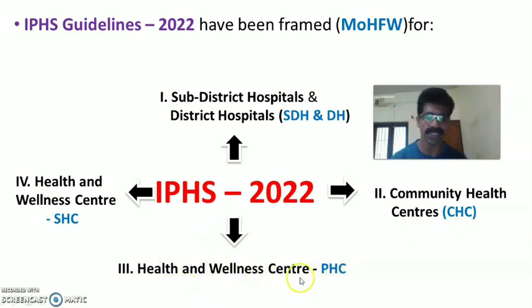So Health and Wellness Center, the primary health center and the health and wellness center, that is the sub health center or sub center. So IPHS 2022 is the guidelines or standards for the sub health center or sub center, primary health center, community health center, sub-divisional hospital or sub-district hospital and district hospital in India to render quality services.